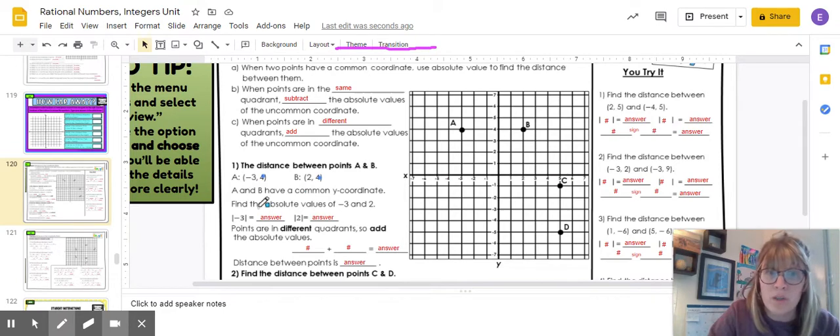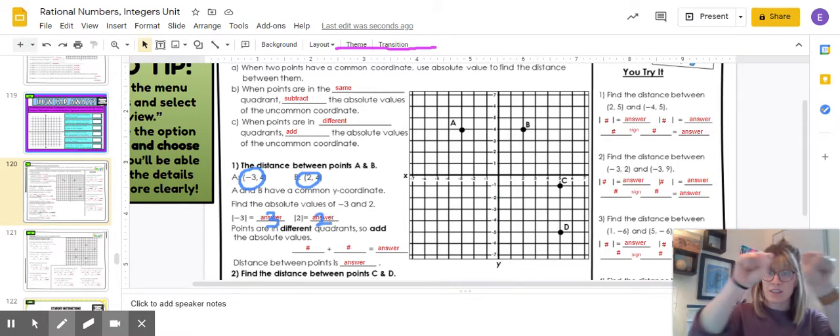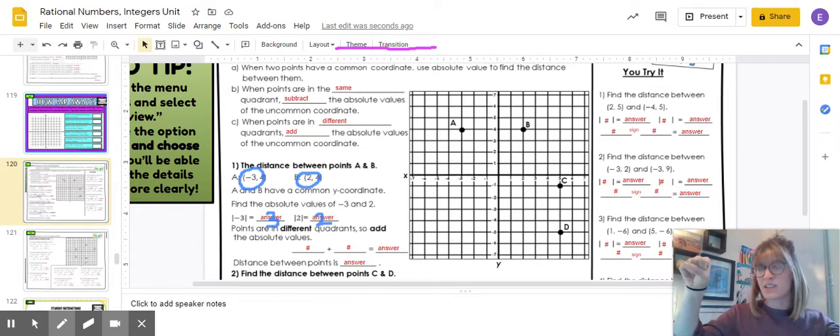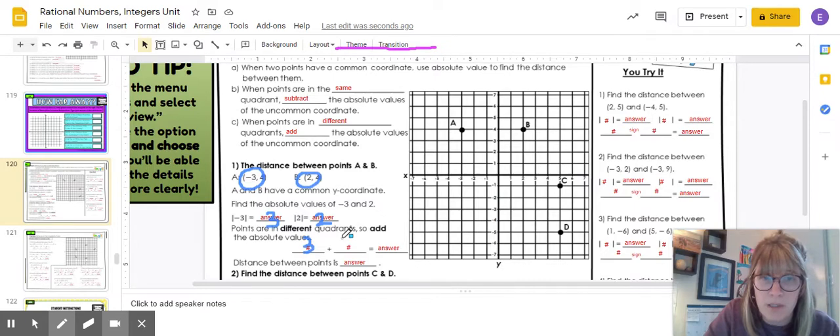So what we want to do here is find the absolute value of the uncommon coordinate, the one that they don't share. We have -3 as the x coordinate and 2 as the x coordinate here, and those are the different coordinates. The absolute value of -3 is 3, and the absolute value of 2 is 2. Since these points are in different quadrants, we're going to end up adding the absolute values together. So 3 plus 2 gets us 5.